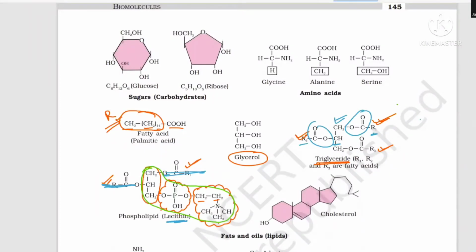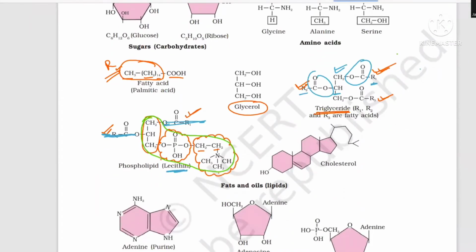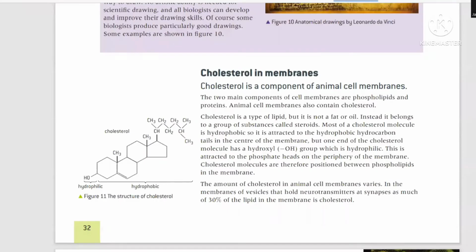One more type of lipid is there, that is your sterols, known as cholesterol. In cholesterol, only this is your hydrophilic part and this is your hydrophobic part. Clear, beta? Now, just 1 minute. Now see, this is cholesterol. Only this OH part, focus beta, this OH part is only hydrophilic. The remaining part is entirely hydrophobic. So cholesterol is a type of lipid, but it is not fat or oil. It belongs to the steroids.